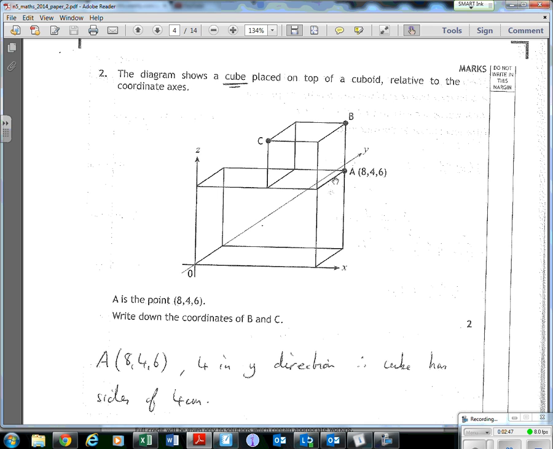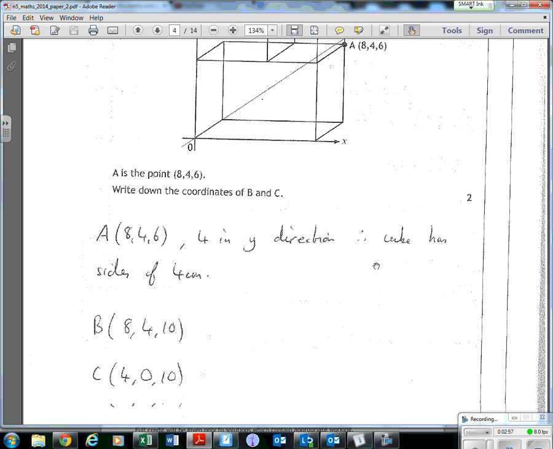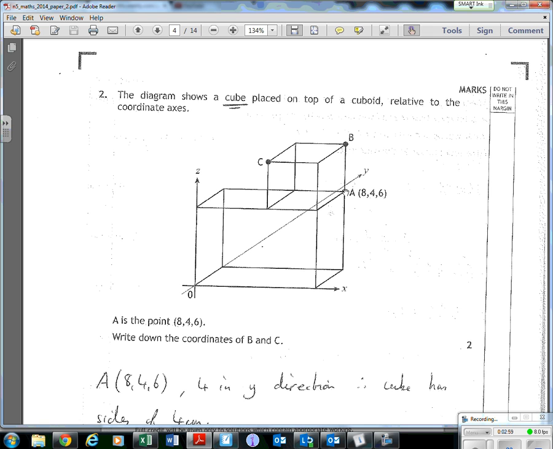Because the cube is sitting on the cuboid, we know that, because we're going 4 back, the length of one side of the cube would be 4. So the length of every side of the cube will be 4, because as it's a cube, all the sides are the same. So point B would be 4 higher, 4 more in the Z direction than A, so it'll be 8, 4, 10.